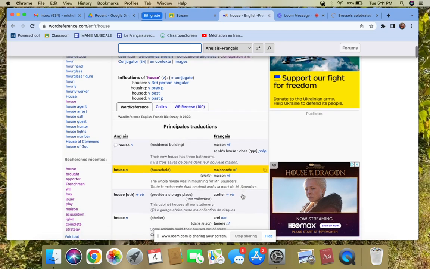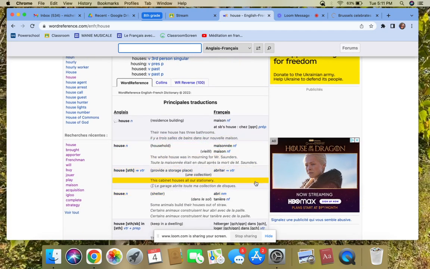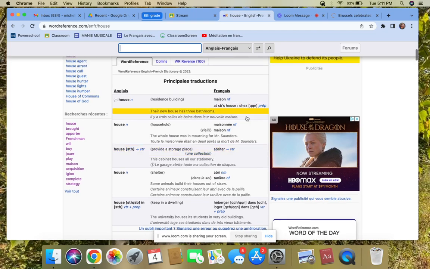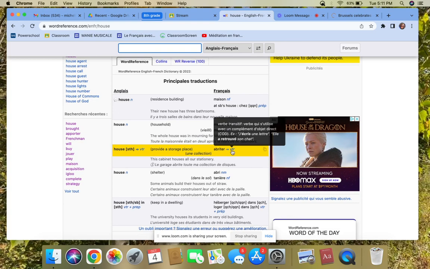You have to be careful because there are lots of different definitions of house or different words that might be used in a different context. So, for example, just right down here, abriter, if I look at that, it says VTR, means transitive verb, which don't worry about the transitive part, but it's a verb, and you'll notice it ends in ER, which a lot of verbs do. So this is not a house that you live in. This is to house someone, to provide a storage space. So you need to be really careful to make sure you have the correct word.